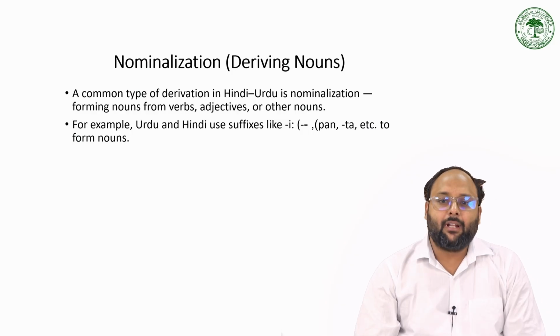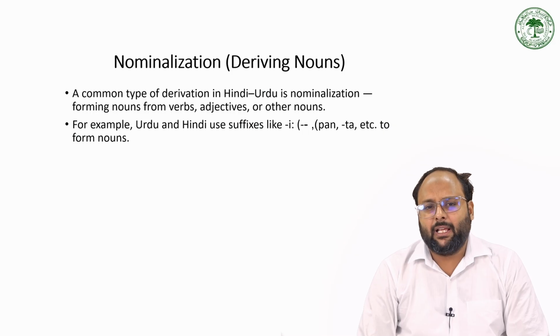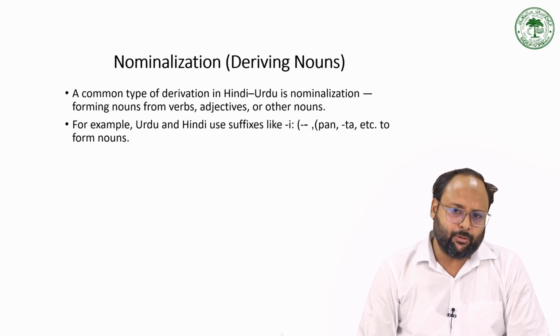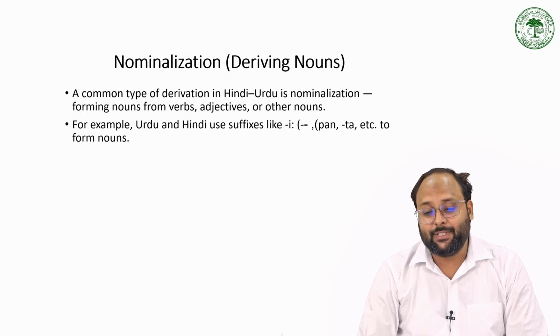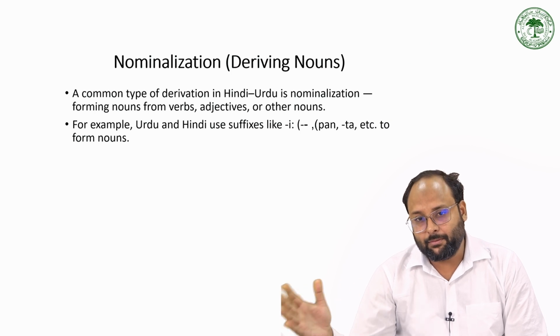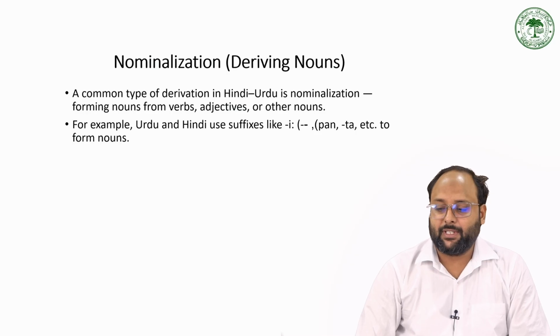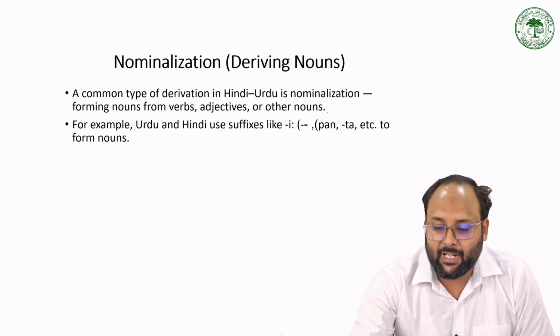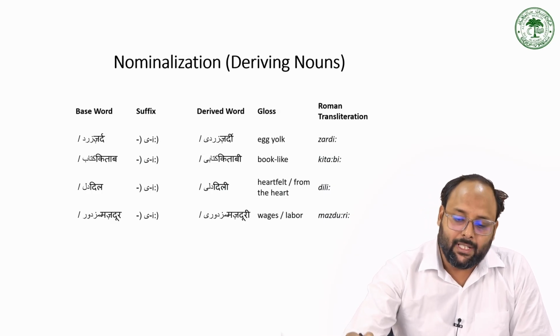When we are changing or deriving a noun from any other category, like verbs, adjectives or other nouns, that is called nominalization. Nominalization means we are changing the verb into a noun, or changing the adjective into a noun. There are some set suffixes used for nominalization, like pan, ta. And there is another example of derivation with the i suffix.